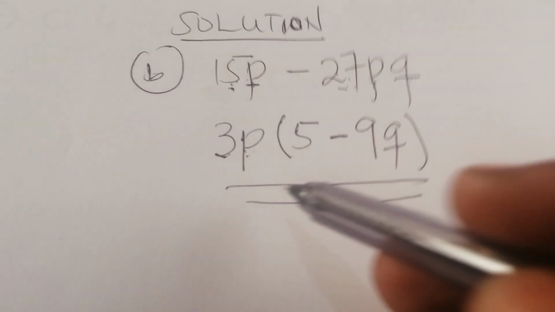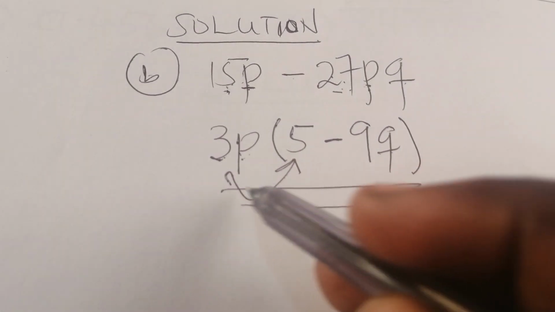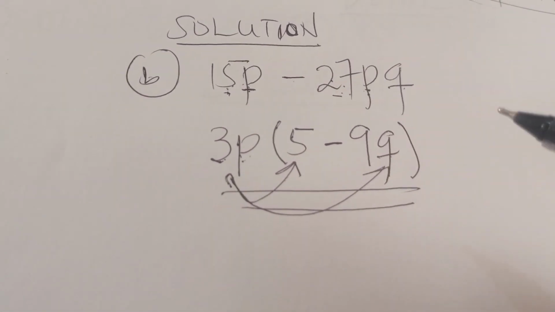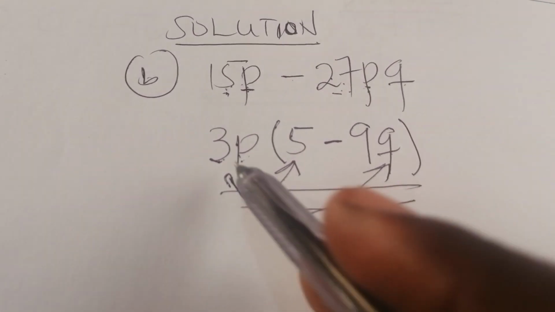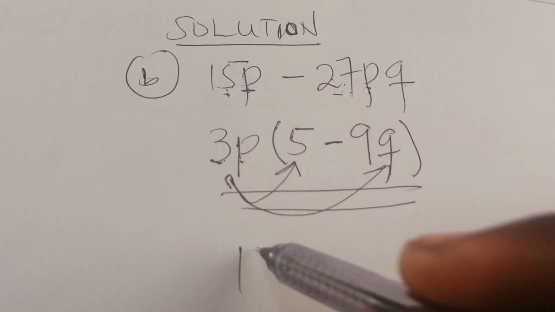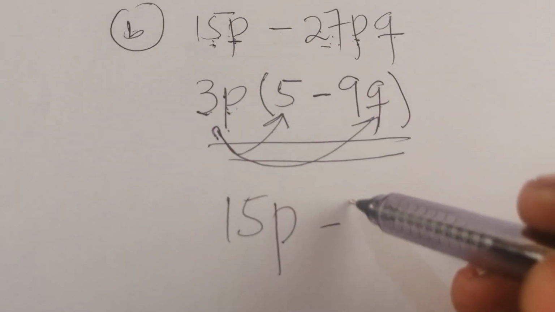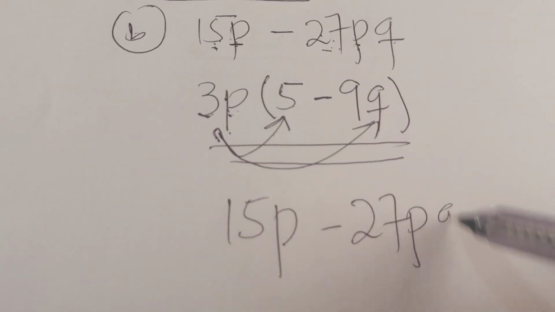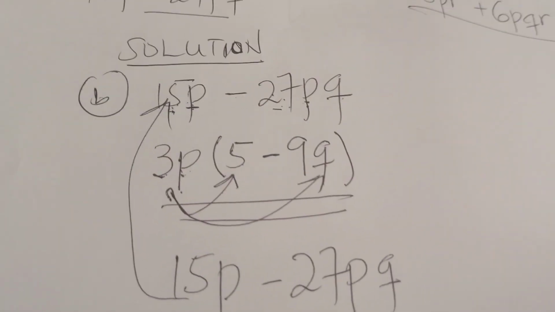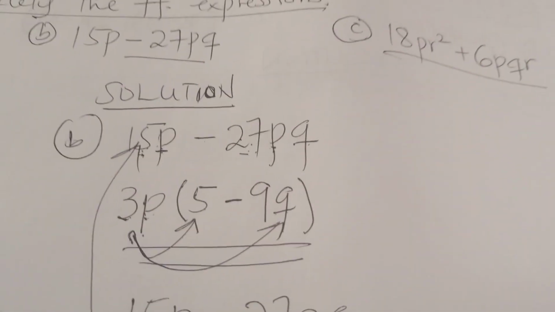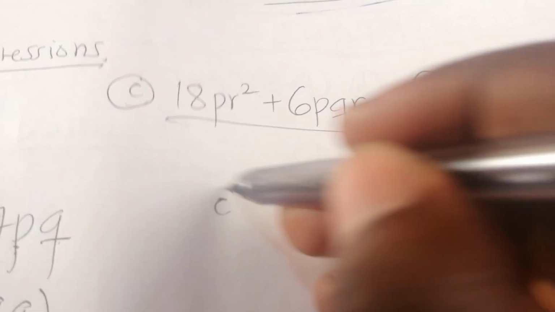So you can verify your answer by multiplying the common factor by all the terms in the bracket. So 3p times 5 gives us 15p minus 3p times 9q gives us 27pq as was given in the original question. All right, let's move on to our last question.